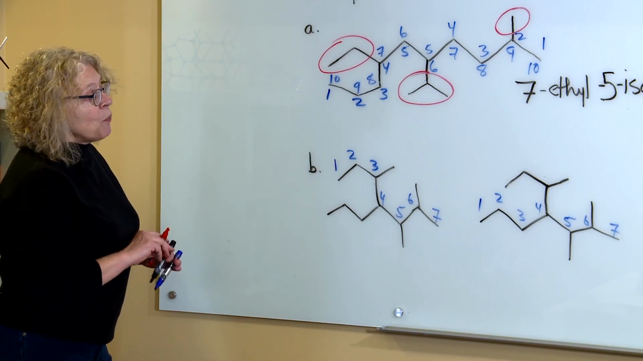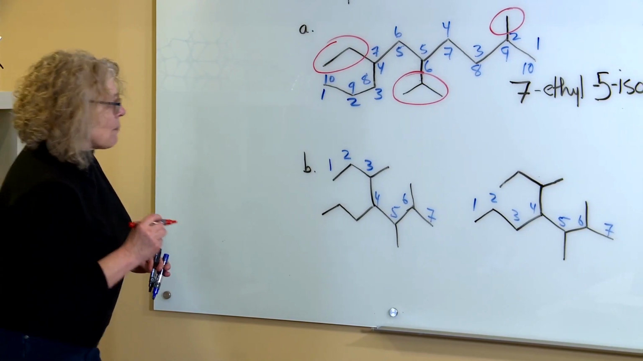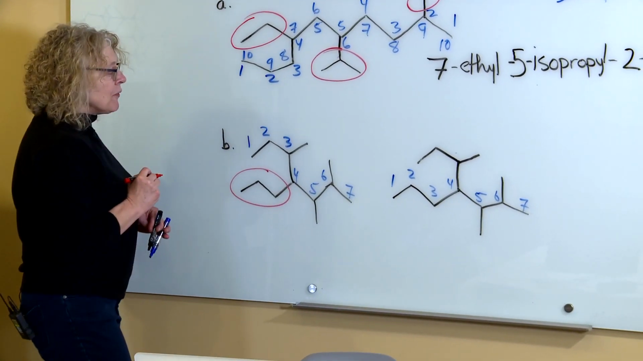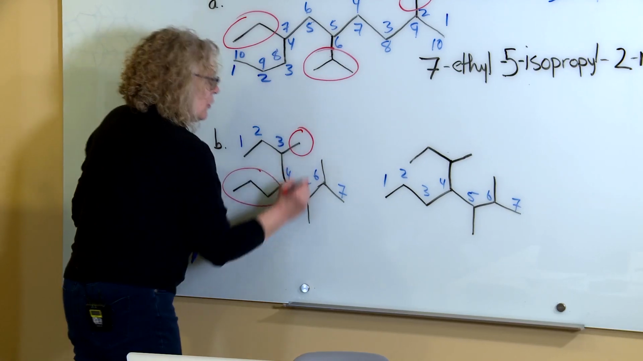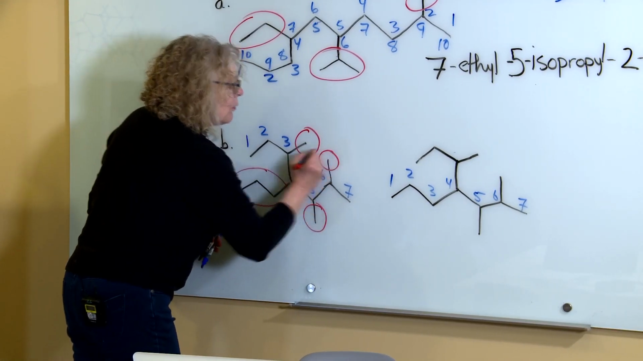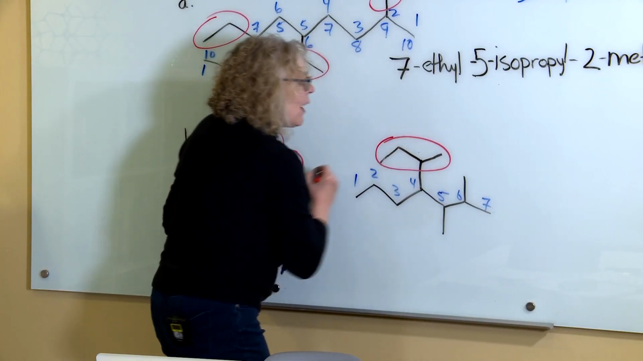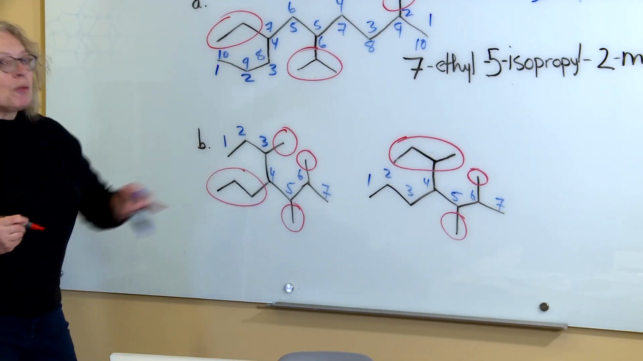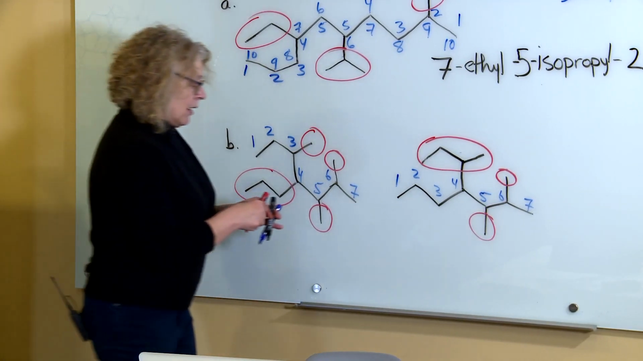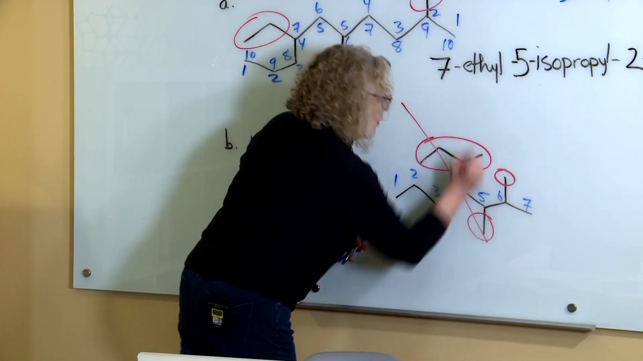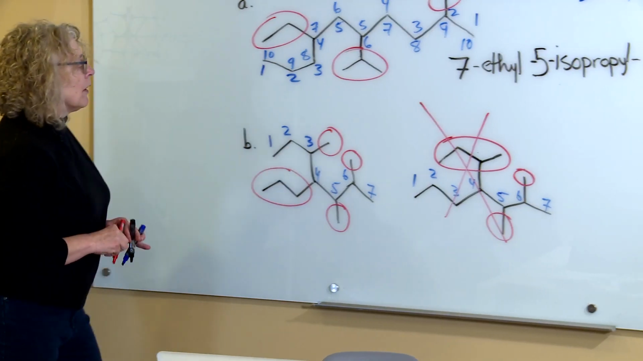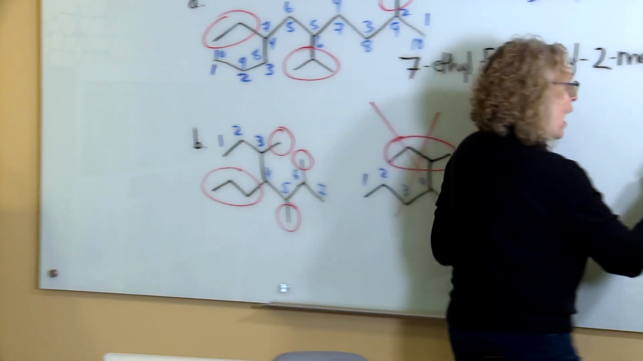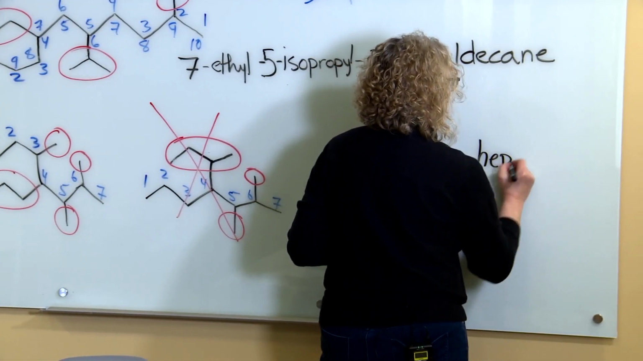How do we figure out which one is the correct one to name? In the molecule on the left, we have 1, 2, 3, 4 substituents. In the molecule on the right, we have 1, 2, 3 substituents. So 4 substituents beats 3 substituents. And this is not the correct parent. This molecule is the correct parent. So let's go ahead and name it. So this is a heptane parent.